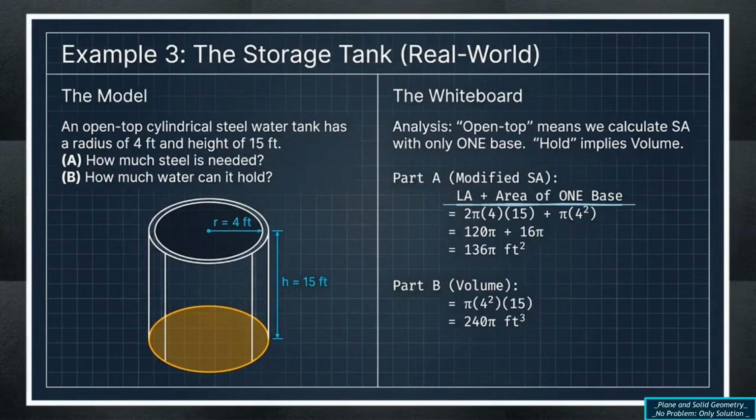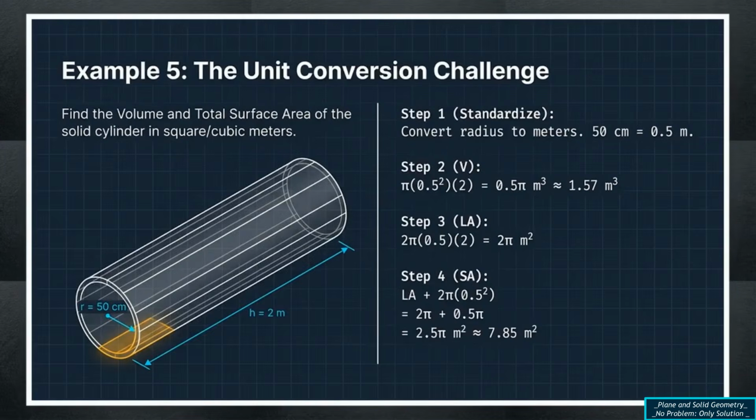Here, the radius is 50 centimeters, but the height is 2 meters. We must standardize these units first. Converting 50 centimeters to 0.5 meters ensures the radius and height match.